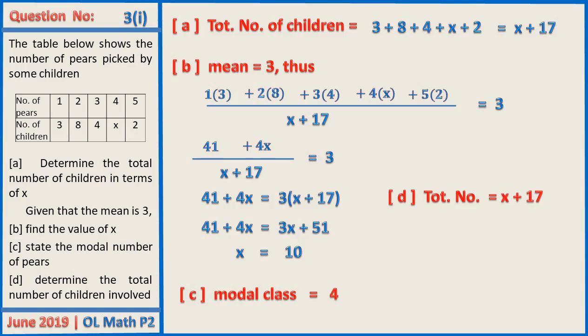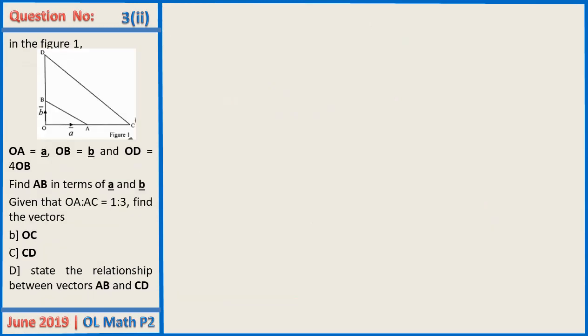Now, D, determine the total number of children involved. From our calculations, our X is equal to 10. So the total number of children will be 10 plus 17, giving us 27 children.